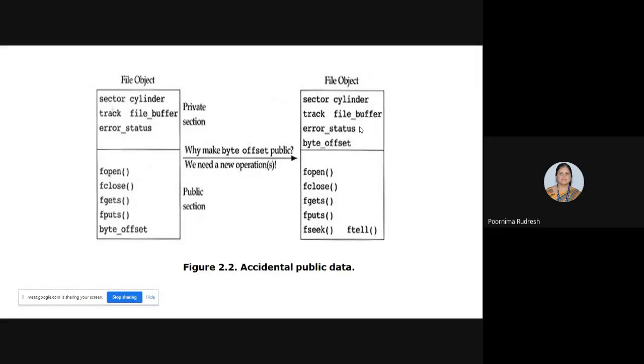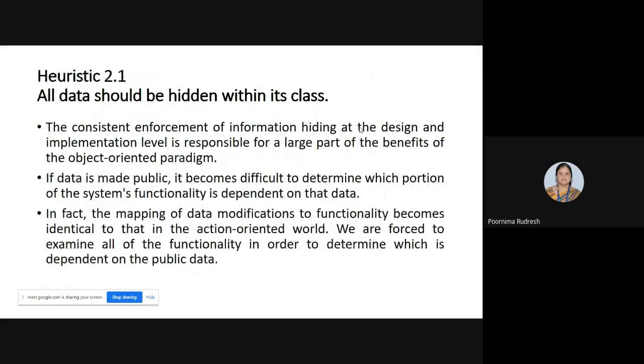If we made it public, then it's very difficult to determine which portion of the system functionality is depending on that data. Clear? So the mapping of data modifications to functionality becomes identical to that in the action-oriented world. So, we are forced to examine all of the functionality in order to determine which is dependent on the public data. For example, here we consider this.